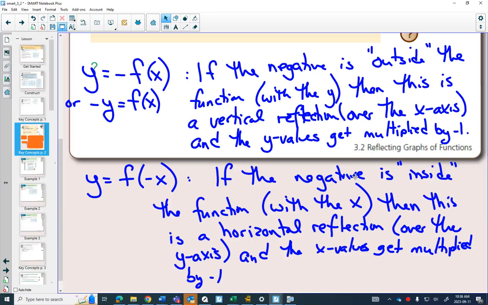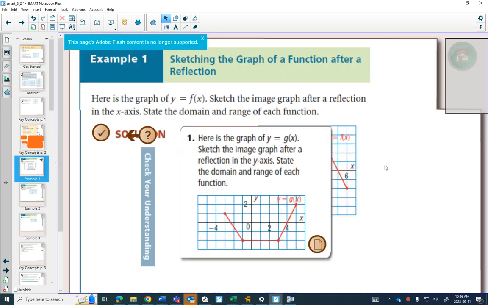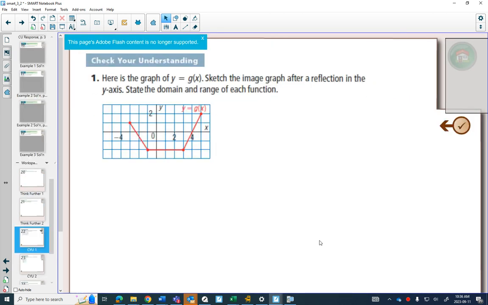Okay, everyone. Looks like everyone is done. Let's go to example 1. Here's the graph of y equals g of x. Sketch the image of the graph after reflection in the y-axis. So I'm going to reflect it in the y-axis. That is, just underline that.